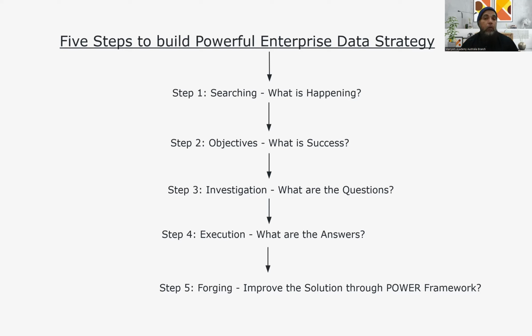So if you are not aware of the success, maybe the day-to-day activities might mislead you in the wrong direction. So that's why the second thing is very critical. First, you identify what is happening. The second thing, you need to define what is success. So what can I do to make my strategy successful, right?